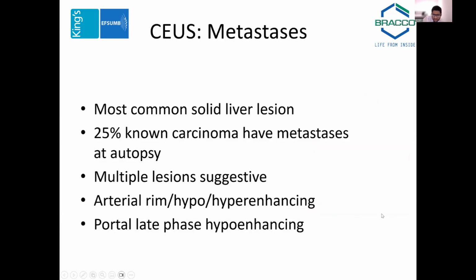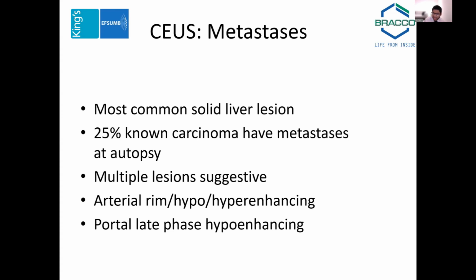The final thing I'll talk about is metastatic lesions. These are the other common lesions. They're actually thought to be as common as 25% of carcinomas at autopsy. And although multiple lesions are suggestive, we've all seen multiple hemangiomas, we've all seen multiple adenomas. They can exist, that there are multiple benign lesions.